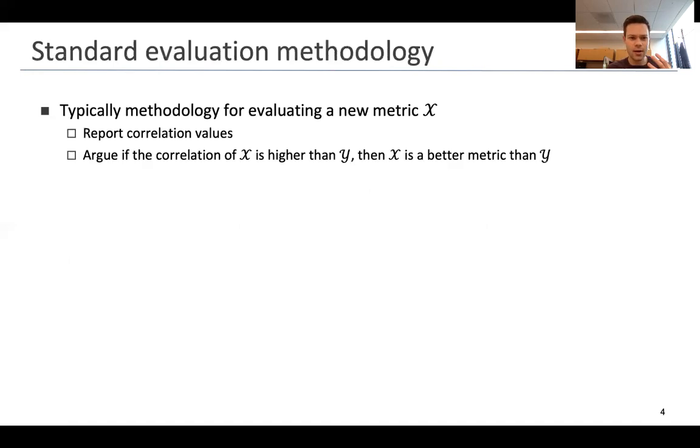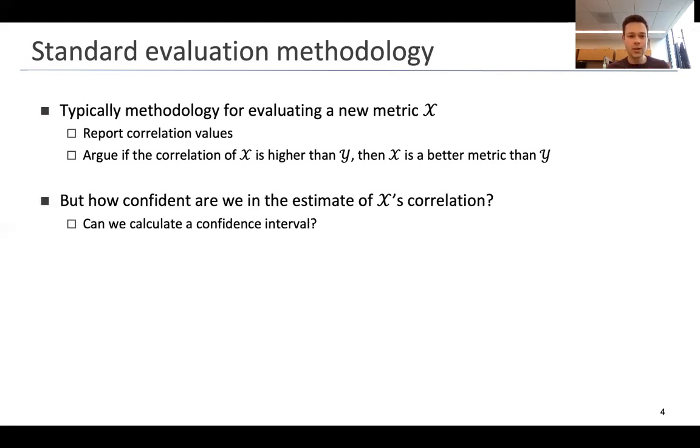And so the standard methodology for evaluating a new metric X is to report its correlation value, and then argue that if that value is higher than the correlation for some other metric Y, then X is a better metric than Y. But this is sort of unsatisfying because this evaluation is only done on one sample of data.